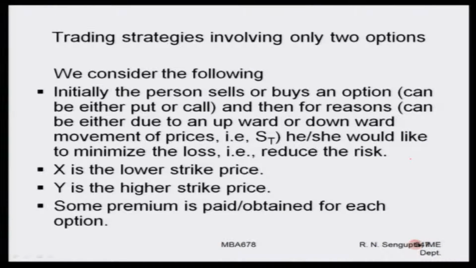Initially, if you remember, we used X as a strike price, but now we will use two different symbols, where X is the lowest strike price and Y is the highest strike price. Some premium is paid or obtained for each option, and if it is a put option, we will consider the price as small p, and if it is a call option, we will consider the price as small c. Again I am repeating, we are not going to consider any American options, all would be European ones.